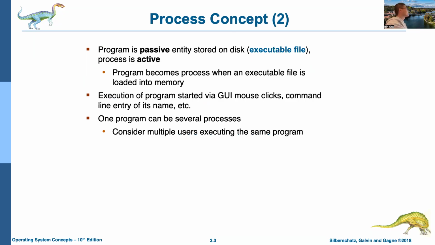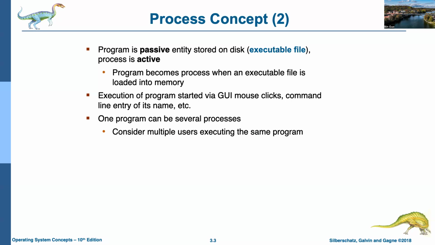So a program is a passive entity, loaded on disk. But a process is active, loaded from the disk as an executable file into memory. That's when a program becomes a process: when the executable file is loaded into memory. Execution of a program starts with a GUI mouse click or a command line entry.